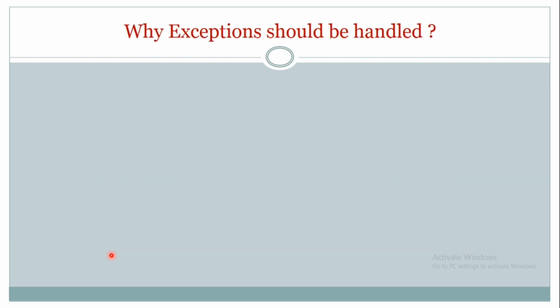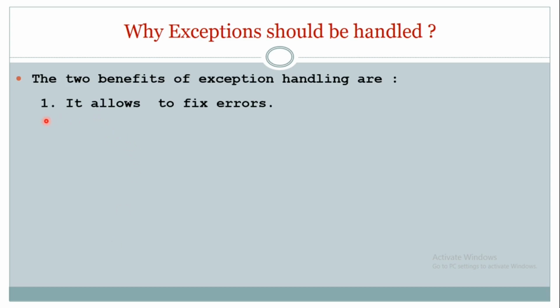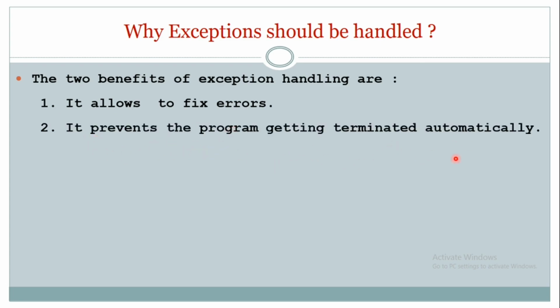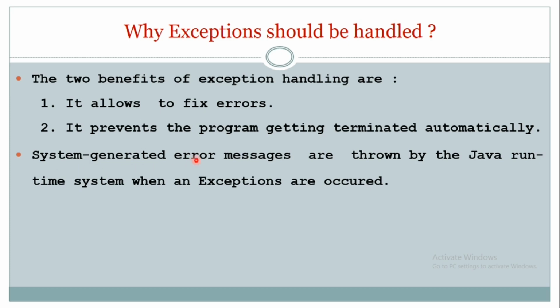Now we'll understand why exceptions should be handled. There are two benefits. The first one is it allows us to fix errors. The second one is it prevents the program from getting terminated automatically. As you all know, whenever an exception occurs, the program gets terminated automatically. If you handle these exceptions, then we can prevent the program from getting terminated and also fix the errors. So these are the two benefits of handling exceptions in Java. System generated error messages are thrown by the Java runtime system when exceptions occur. Because of this, many users get confused.